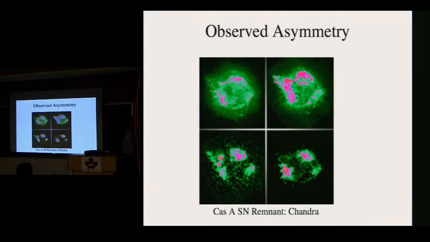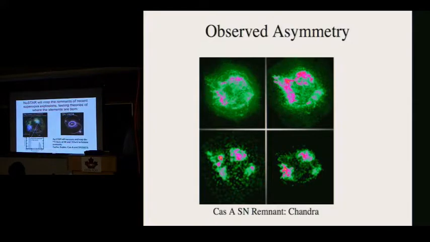And this is just another example. These are Chandra X-ray pictures with element distributions of sulfur, for example. These colors are different element distributions, and they're not spherically distributed. And many of these elements are associated with the explosion itself.